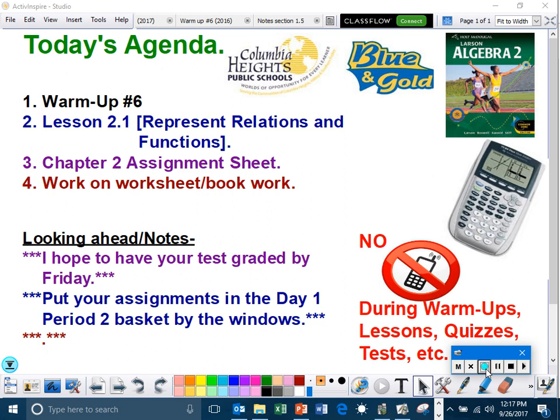If you have things to hand in, please put your assignments in the day 1, period 2 basket by the windows. Make sure you get it in the right basket, please. There's a stapler on top of my filing cabinet if you need to staple things together. Okay, so please get those worksheets and book assignments turned in. All right, let us begin with the warm-up.